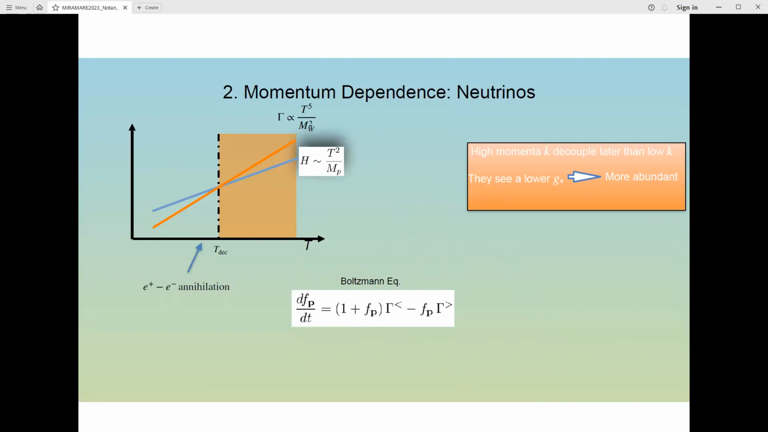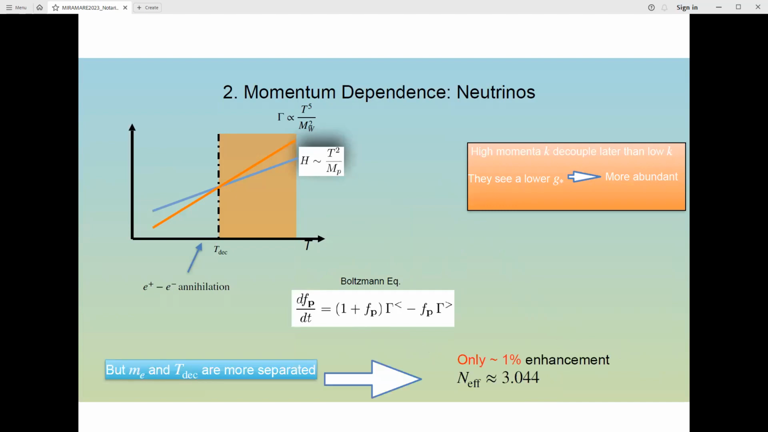Okay, why, by the way, for the neutrino is this not so relevant? It's not 40%, because for the neutrinos, the change in g star is not exactly happening at the same time as decoupling. They are slightly separated. And this separation suppresses this effect and gives only 1%, which is the origin of this famous 3.04-something. It's mostly due to this effect.